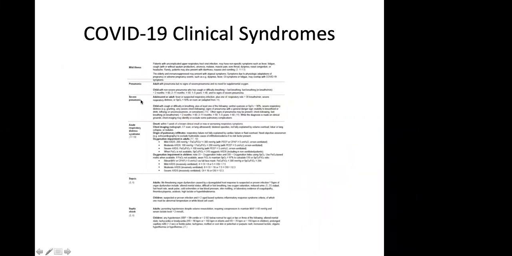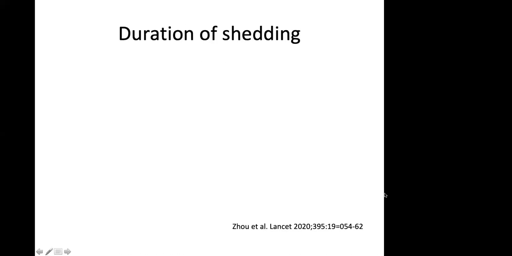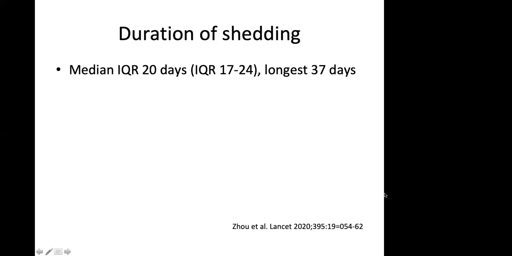They define severe pneumonia as O2 saturation of less than 93% on room air, and then ARDS, where you essentially have patients ending up on the vent with PO2 FiO2 ratio starting at a level below 200, and then the lower it goes, the more severe the ARDS is. So how long do they continue shedding viruses?